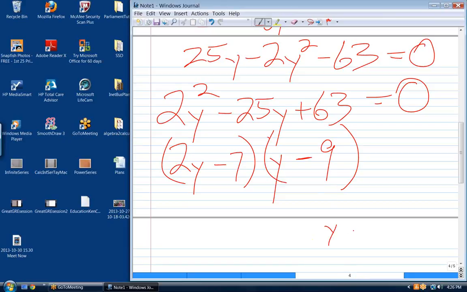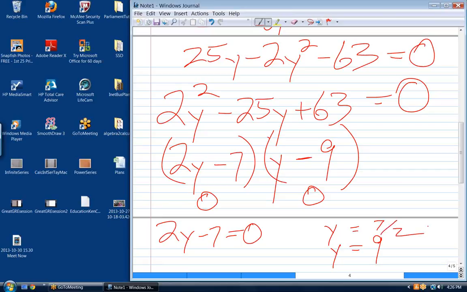So what are your solutions? Remember, this is equal to 0 or this is equal to 0. So y equal positive 9 is one solution. But when I set 2y minus 7 equal to 0 and solve that, you get 7 divided by 2. So here are your two solutions: 7 halves and 9.